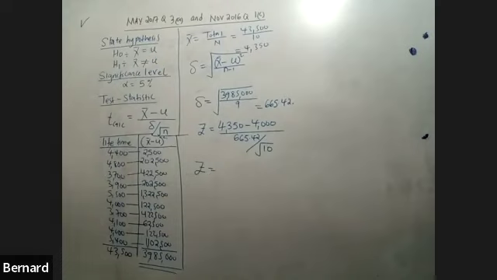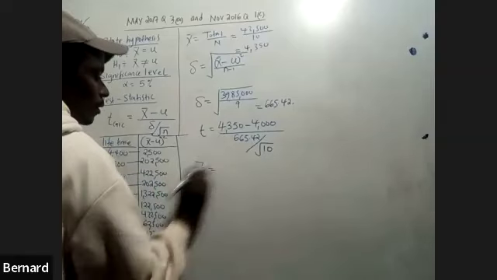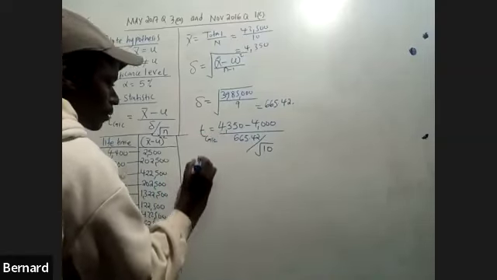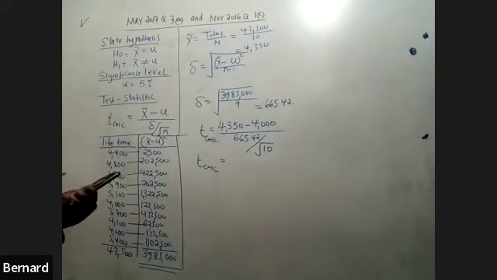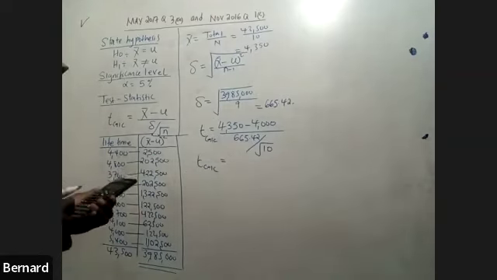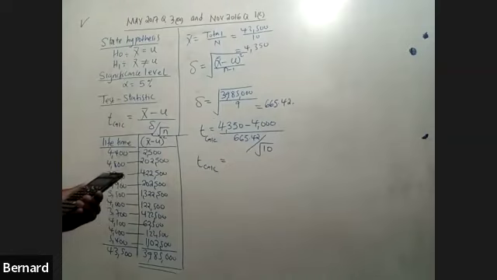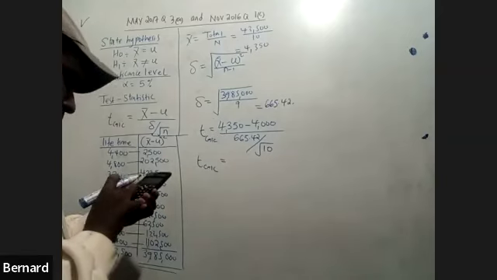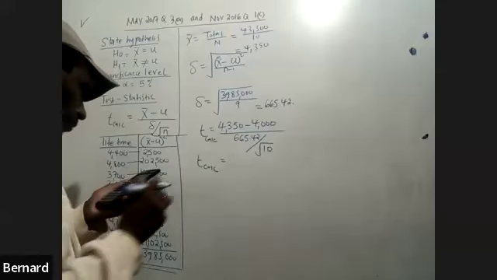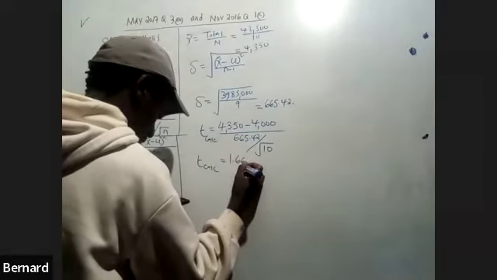To find that one, that one is T. Si bwana mbona naweka Z. It is T. T calculated. Itakuwa ngapi? So that one is 665.42 divided by square root of 10. So tunasema 4350 minus 4,000 divided by answer. This one is 1.663.